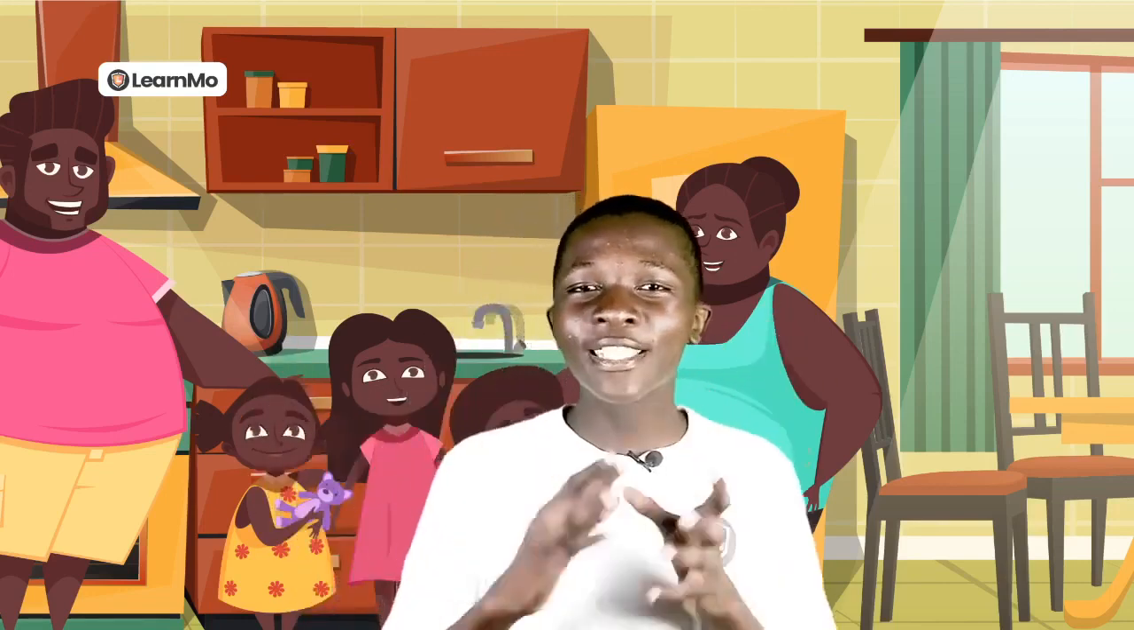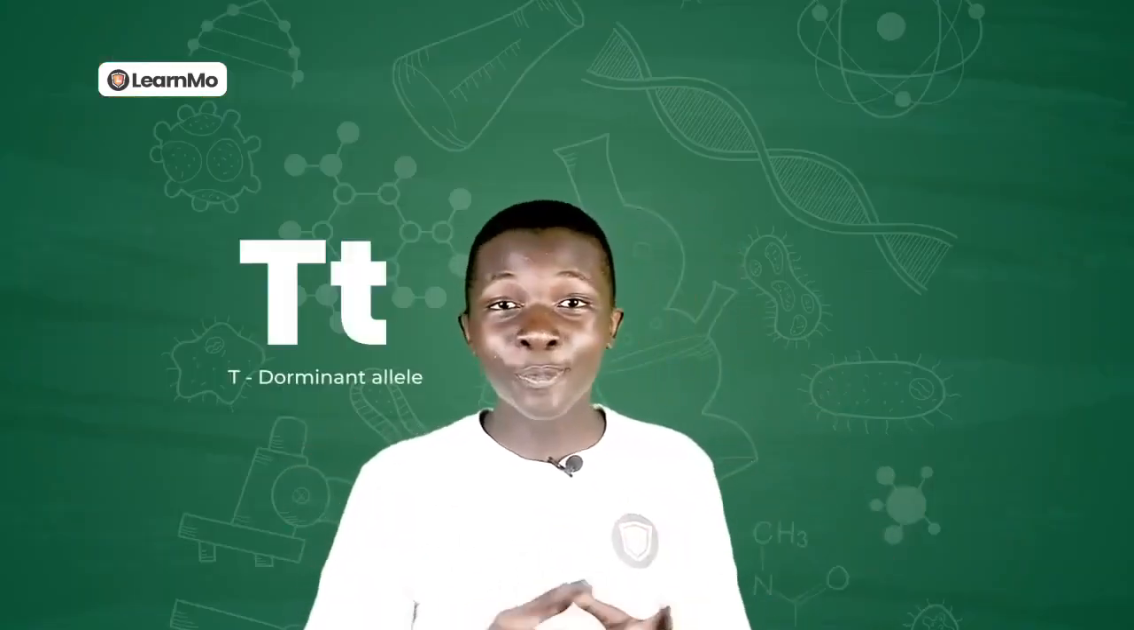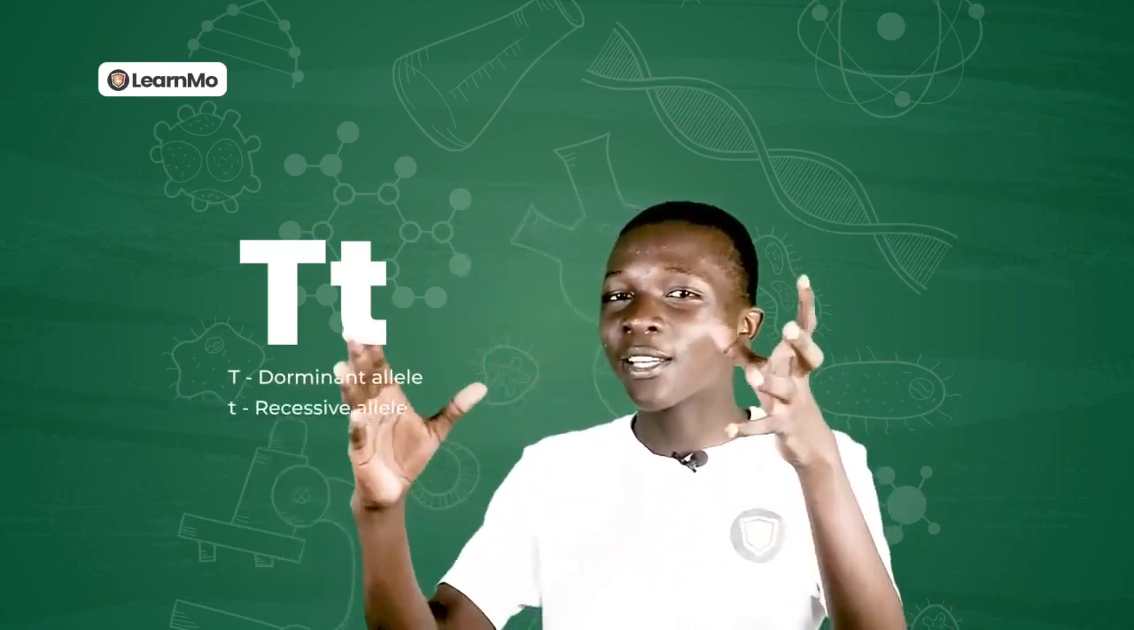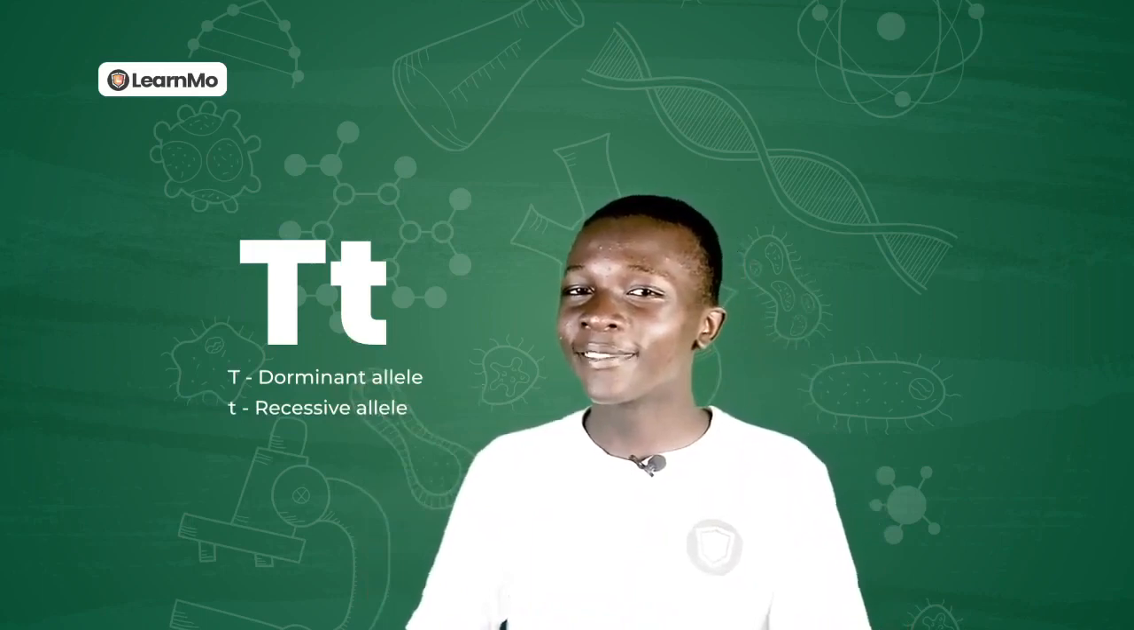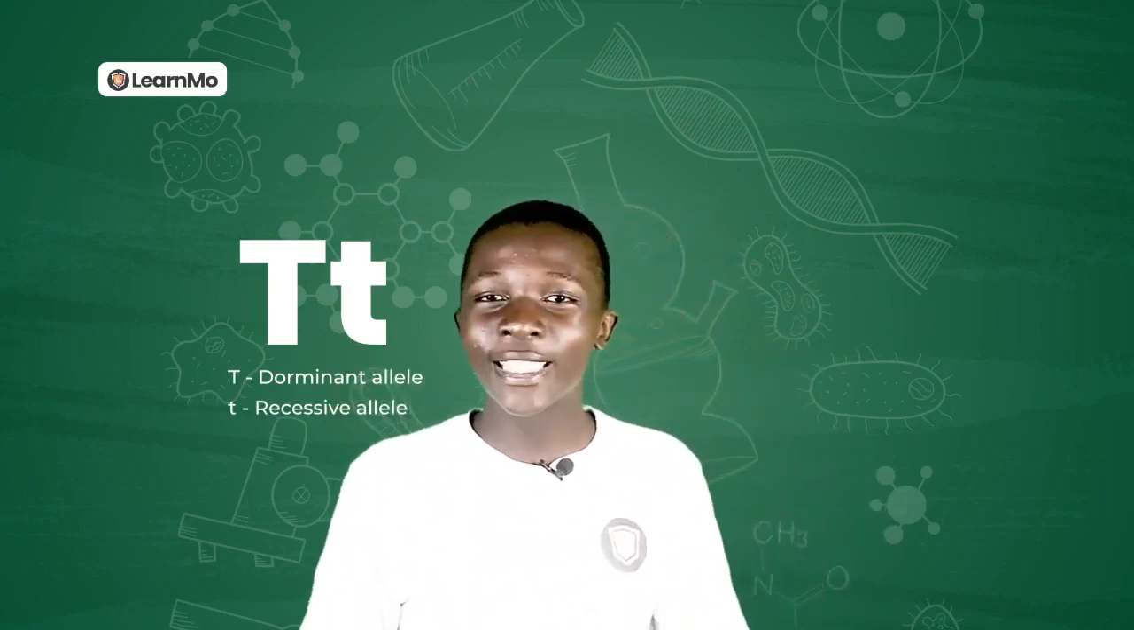Well, a dominant gene is the one that suppresses another gene, while a recessive gene is the one that gets suppressed. For example, in these genes, the capital letter T represents the dominant allele, while the small letter t represents the recessive allele. Thanks for watching and hope you have known the terminologies used in genetics, which are the gene, the allele, the genotype, phenotype, dominant and recessive gene, and the chromosomes.